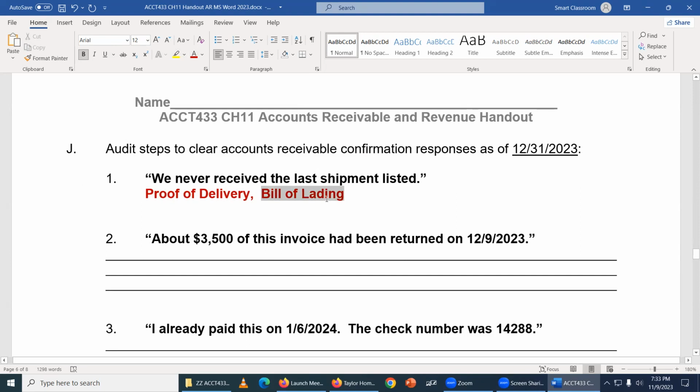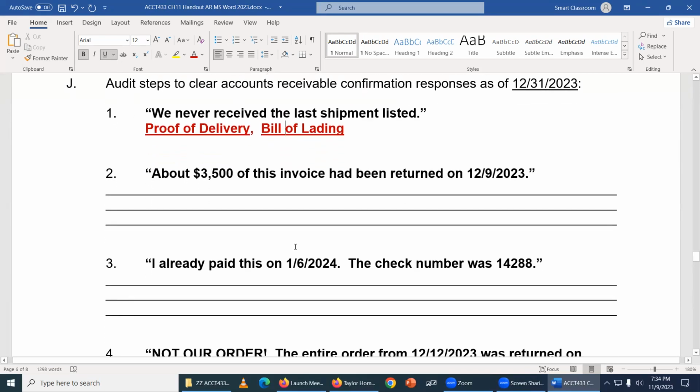And the bill of lading is actually a really good one because it shows that there was an honest attempt to sell something. Do things get lost in the delivery? Yeah, but a bill of lading shows that something was actually shipped to the customer, and that should match up with the invoice.